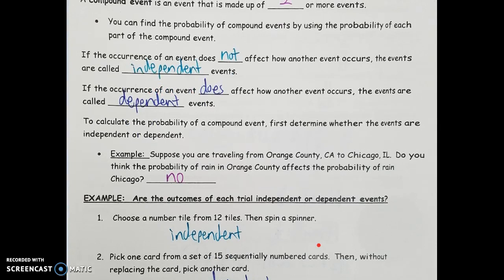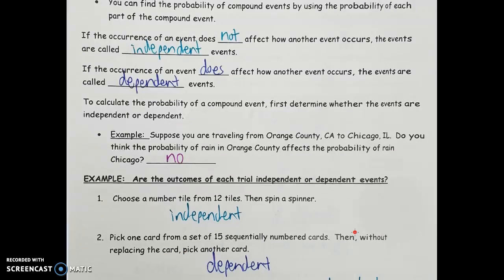Second type: if I pick one card from a set of 15 sequentially numbered cards, and then without replacing the card, pick another card. This would be an example that is dependent, and an important piece that makes it dependent is that I didn't replace that first card. So say, for example, I chose the card number 10. If I want to pick another card that's, say, even, that depends on the first card that I chose. So since that second card is affected by the first one, that would be an example of a dependent event.